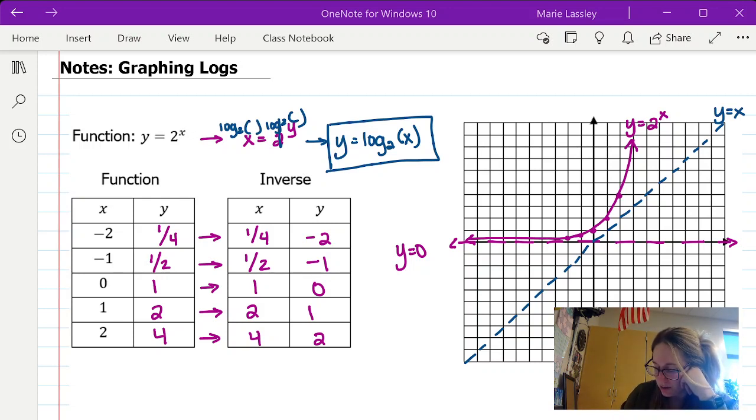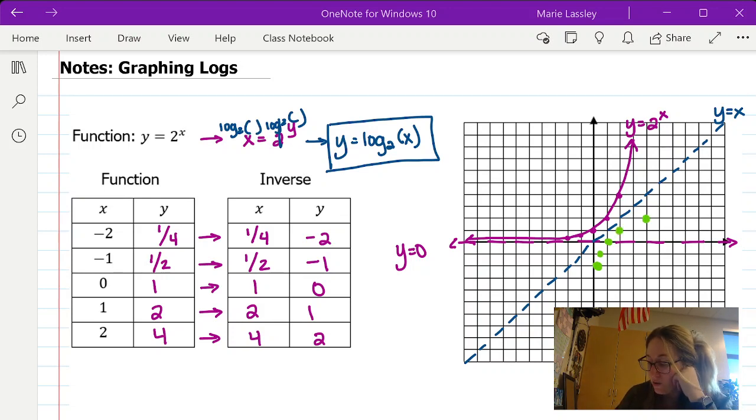So we're going to plot 1/4, -2, somewhere around here. 1/2, -1. 1, 0. And then we have 2, 1, and 4, 2.